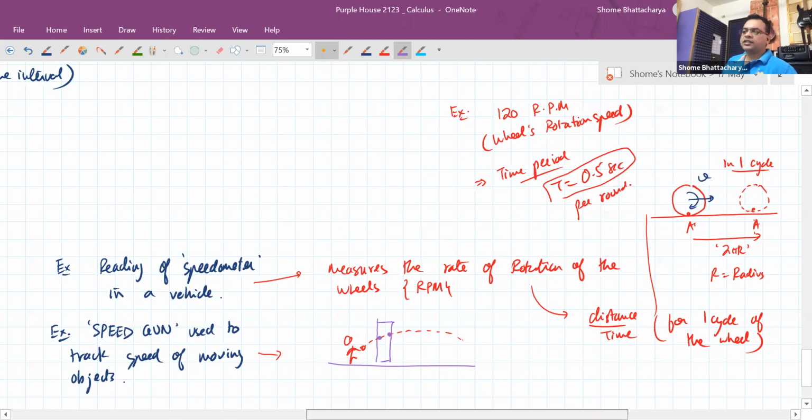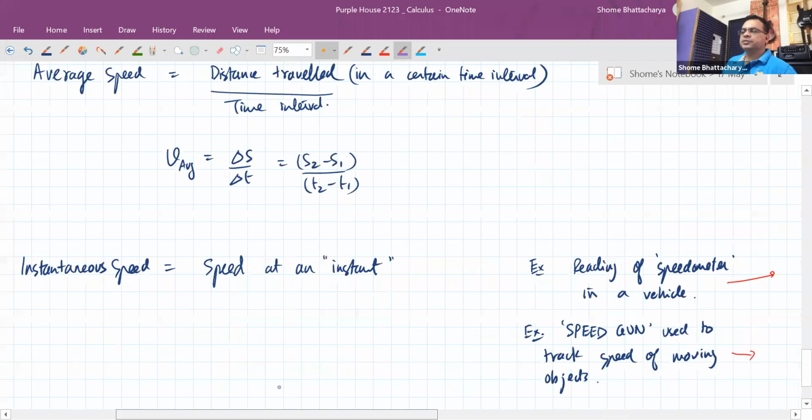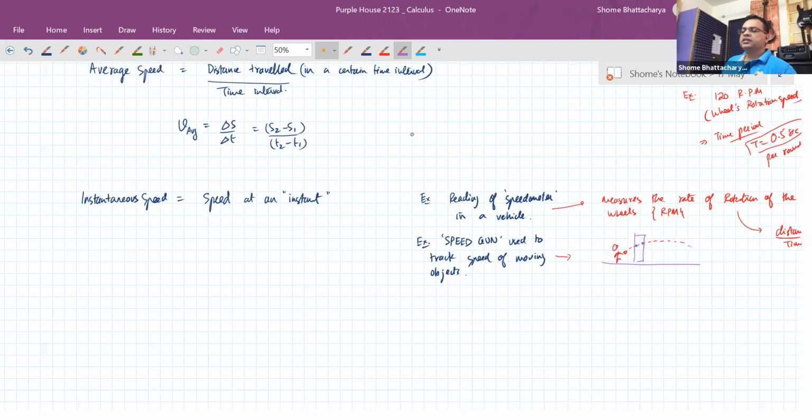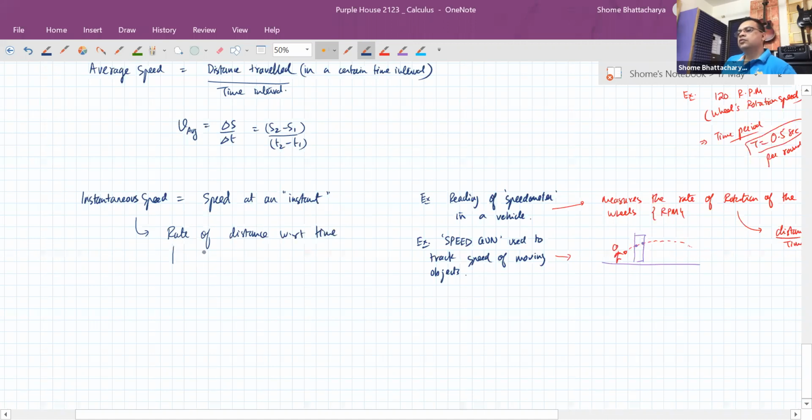So basically that is what an instrument does when it's measuring instantaneous speed. Okay. So what do we exactly mean by speed at an instant? We mean the rate of covering distance with respect to time, not for a time interval from T1 to T2, but at a particular instant. That means for a very short amount of time during that instant. Okay. So instantaneous speed means the rate of distance with respect to time for an extremely short interval of time.